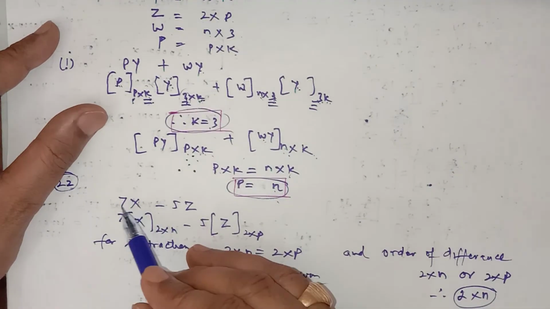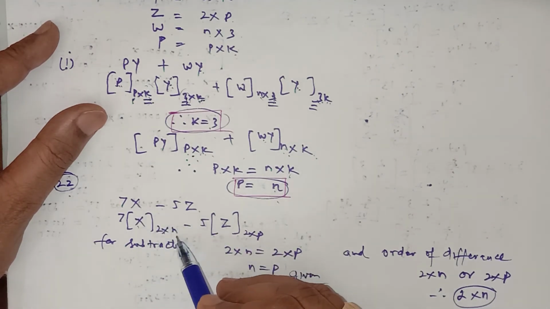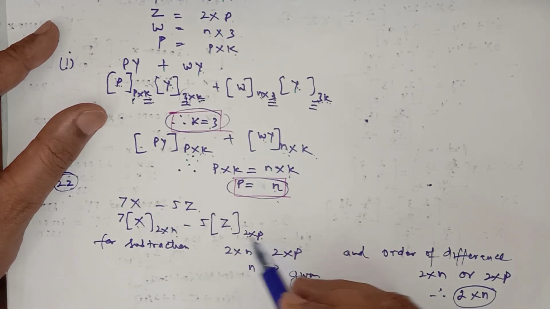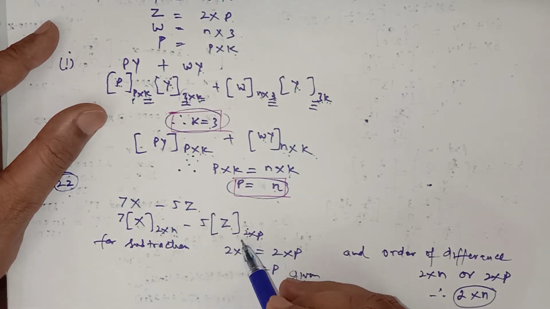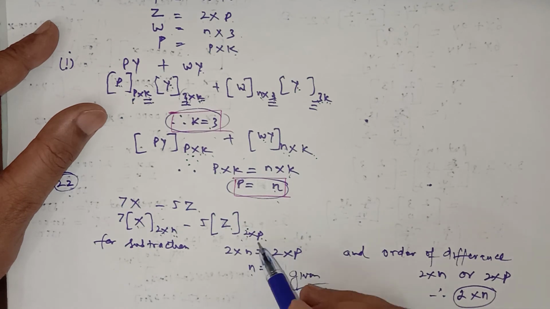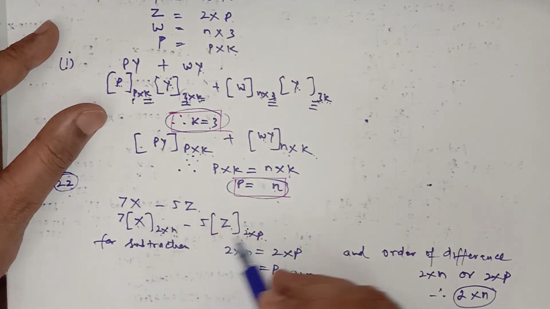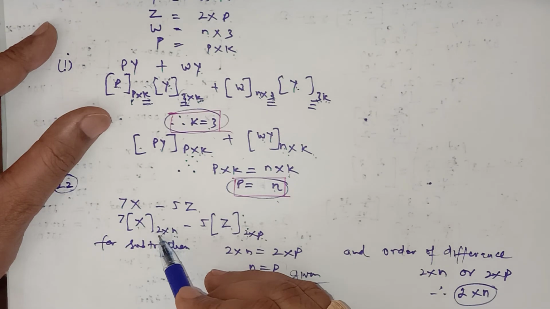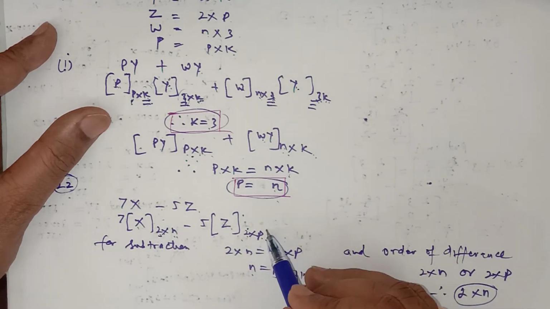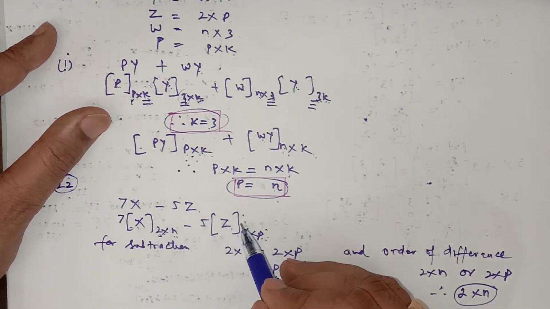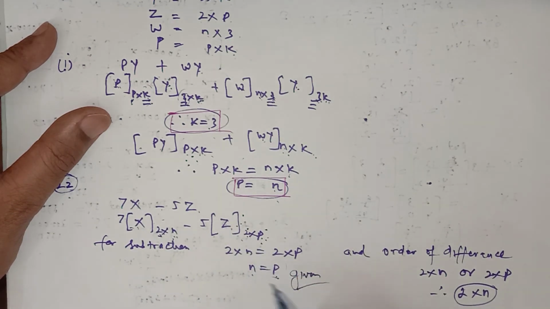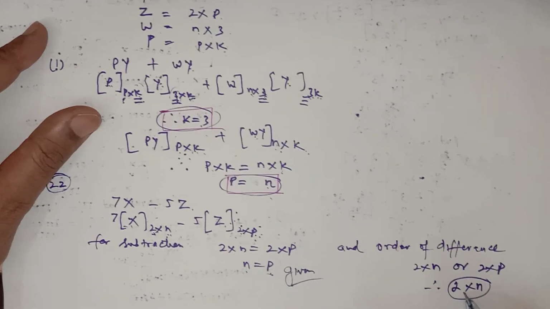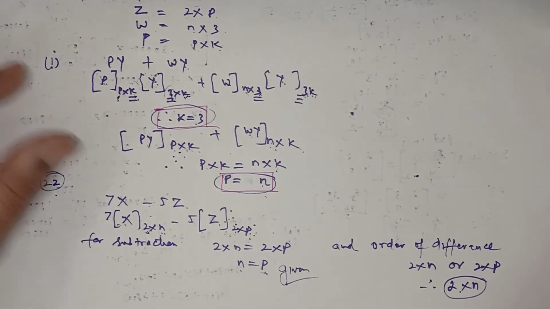Now again the same type: 7X minus 5Y. The order of X is 2 by n, and the order of Z is 2 by p. When you subtract these two matrices, the order should be equal, that is 2 by n is equal to 2 by p, so n will be equal to p. The order of the resultant matrix will be either 2 by n or 2 by p, because the order is the same. In the options only 2 by n is given, so it will be 2 by n, the condition for the calculation of this matrix.